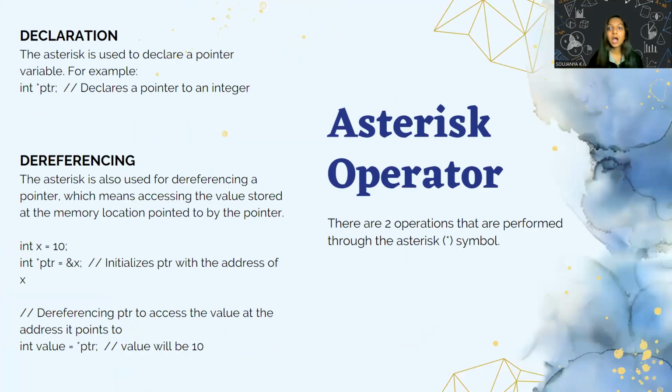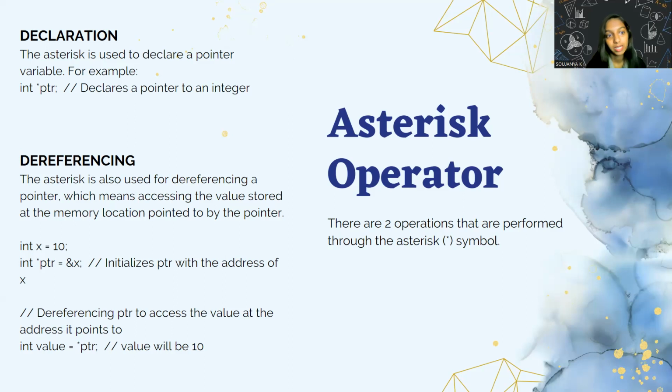Now let's see the asterisk operator. There are two operations that can be performed through this asterisk symbol. The first one is declaration. This asterisk symbol is used to declare a pointer variable. For example, int *ptr declares a pointer to an integer, the data type int.